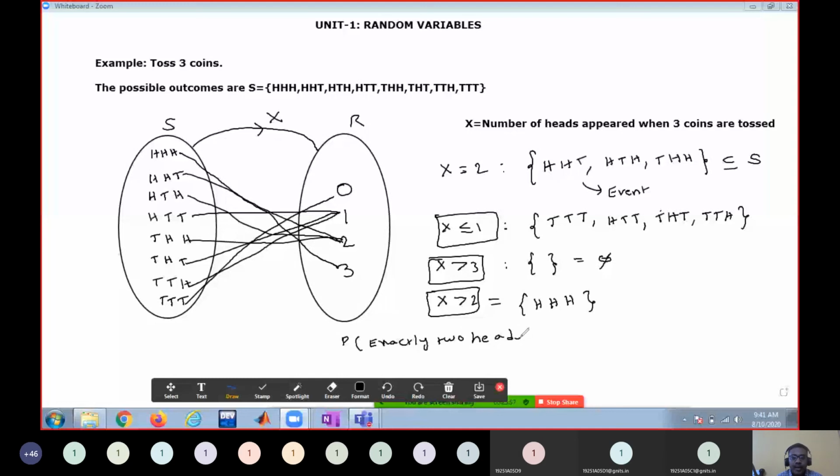I don't need to write all this English sentence. I can simply write P of X equal to 2. Is this clear? Or I can say probability of at least 2 heads. At least 2 heads means greater than or equal to 2. Simply, instead of writing probability of at least 2 heads, I can simply write it as X greater than or equal to 2.